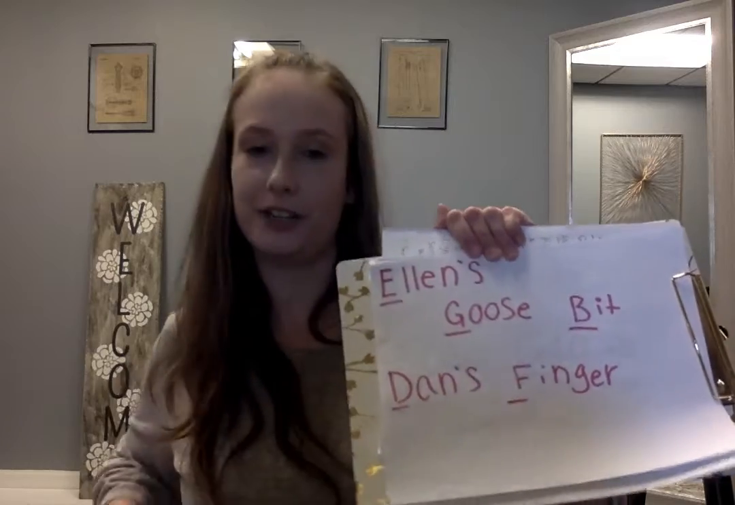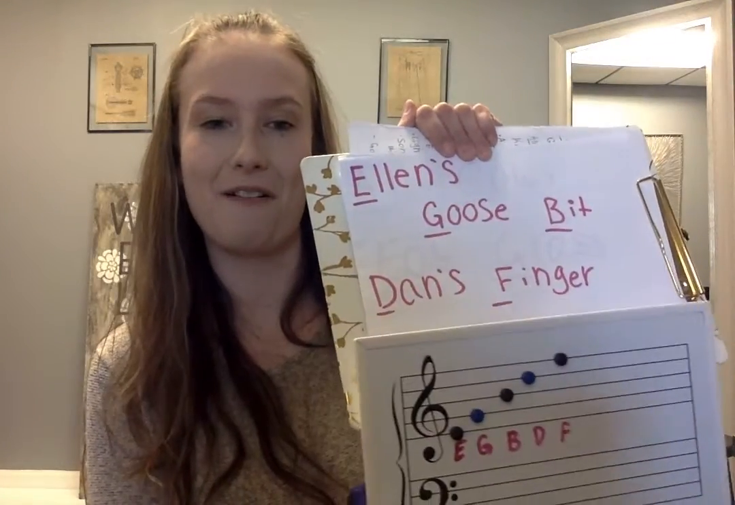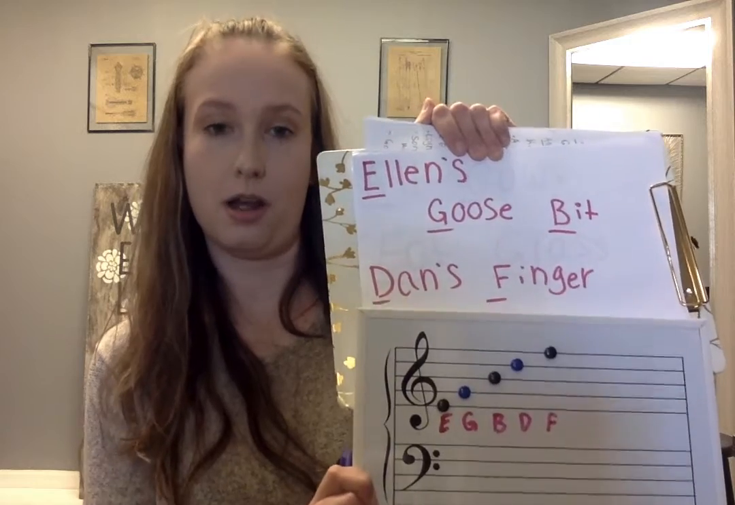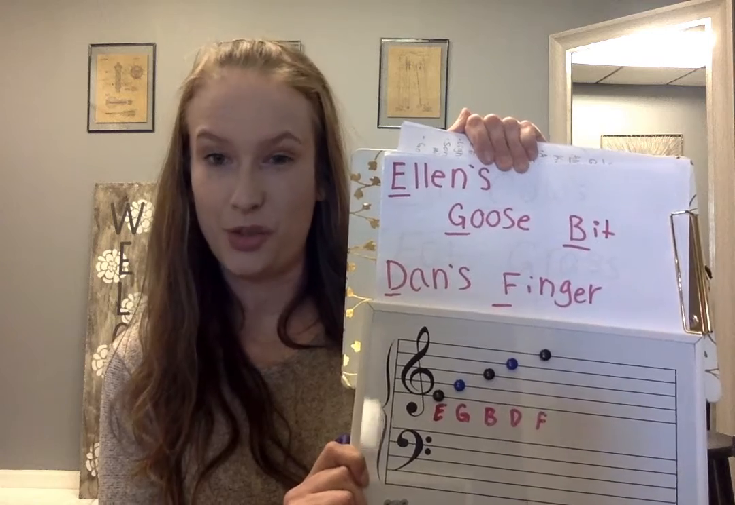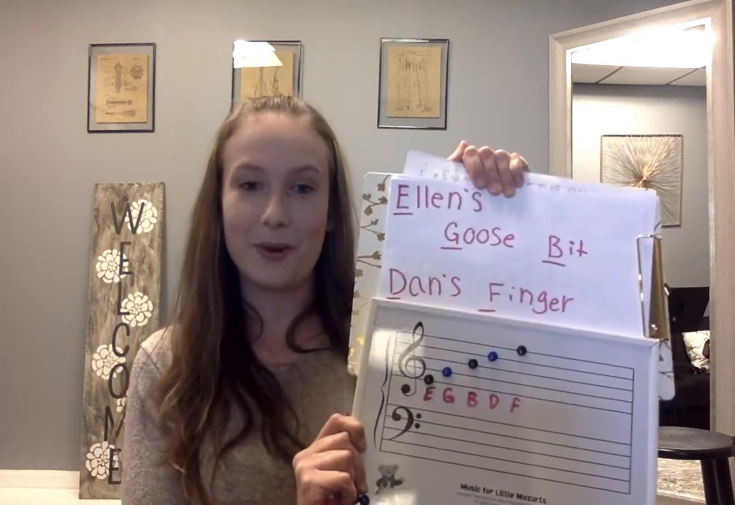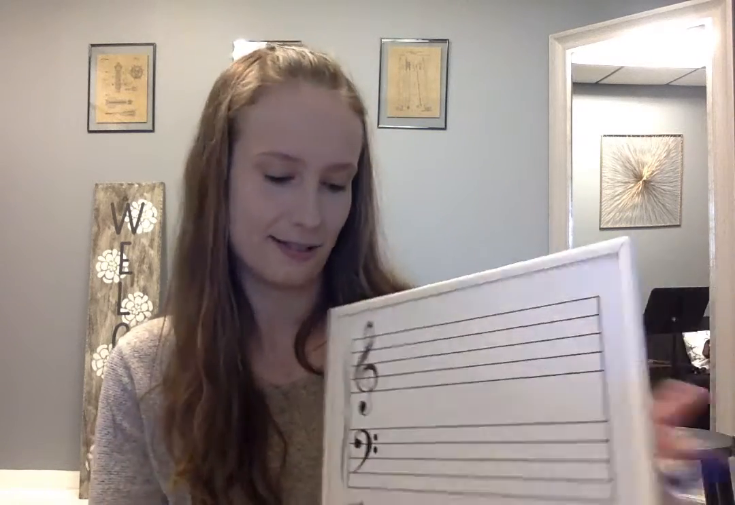So if we turn this back around, do you see how each one of those letters is the first letter of each one of those words? If you put it into that sentence, it's a little bit easier to remember. So we have Ellen's goose bit Dan's finger. And once we've got that, we're going to take some time to practice our treble clef notes, and then we'll move on to the bass clef.